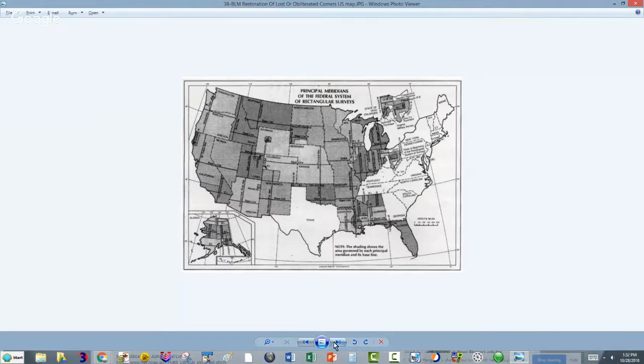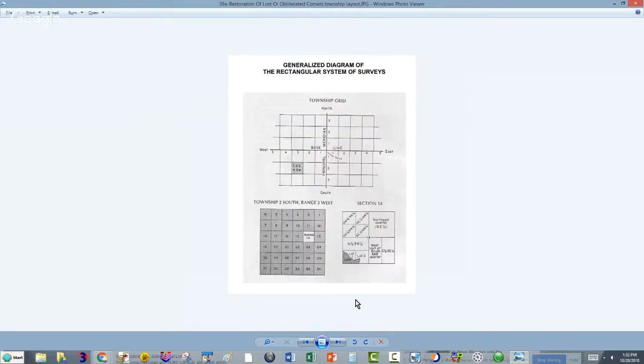Let's continue here. These are just some pages right out of the book. Here's how they lay out these townships and ranges and sections. I have never done this myself. I don't have a license to survey in these states, and my familiarity with it is simply knowing a bit about surveying, that this is how it's done over here in the West.